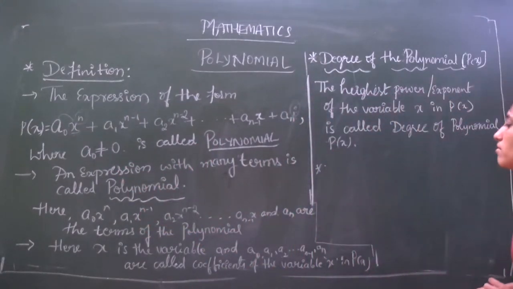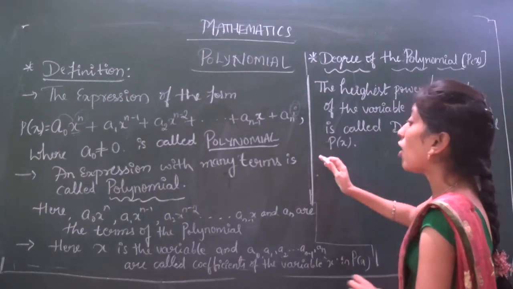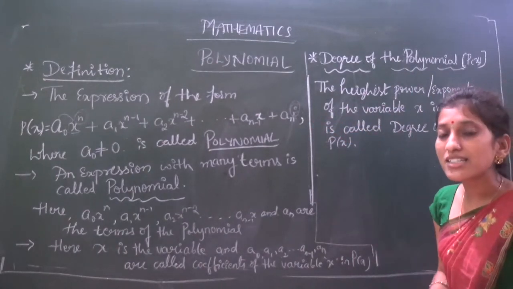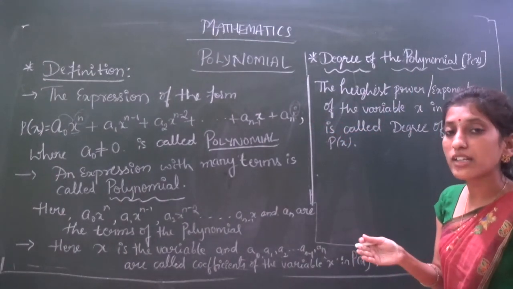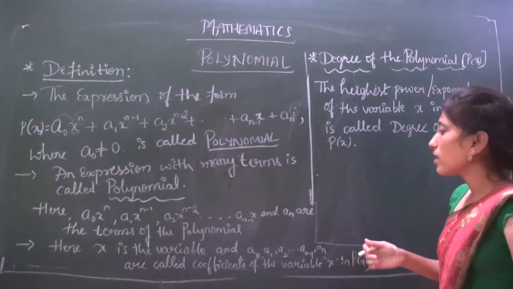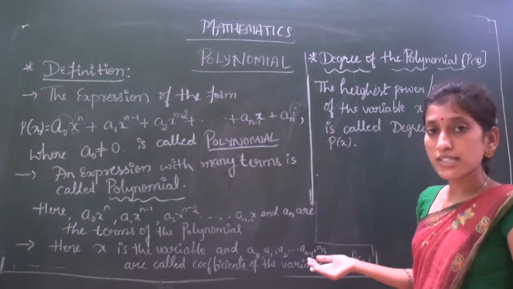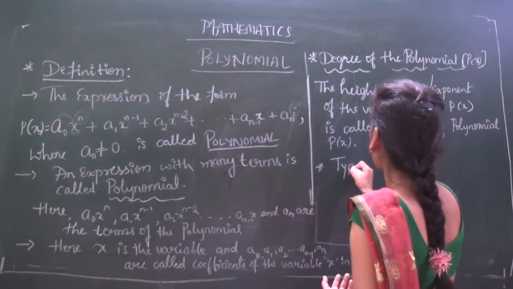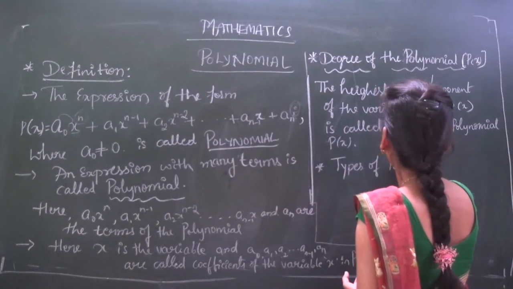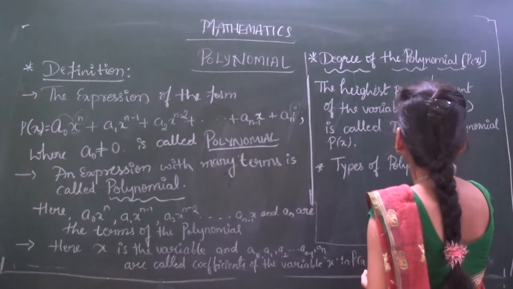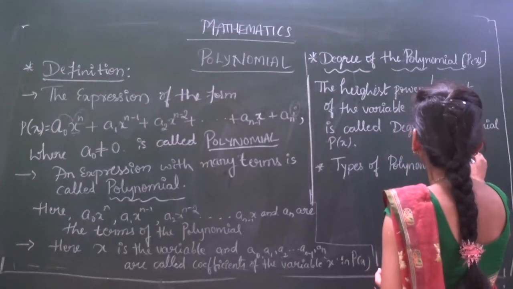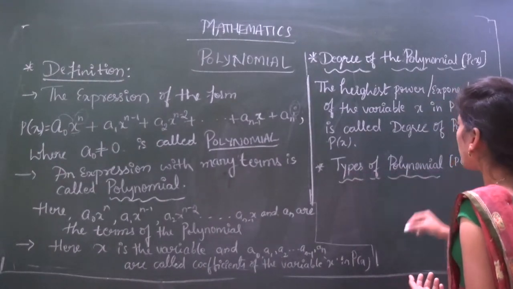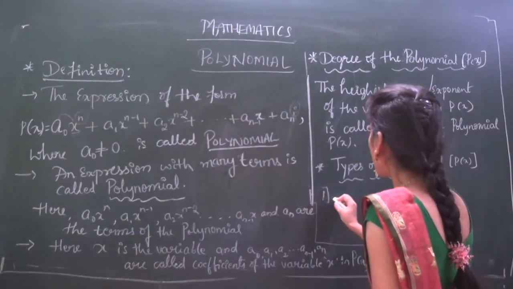So fine, next, on the basis of the degree of the polynomial, we categorize or differentiate polynomials into three types. Many types exist, but in your syllabus there are only three. So write down the types of polynomial. If you want, you can take y also. Types of polynomial: the first one is the linear polynomial.